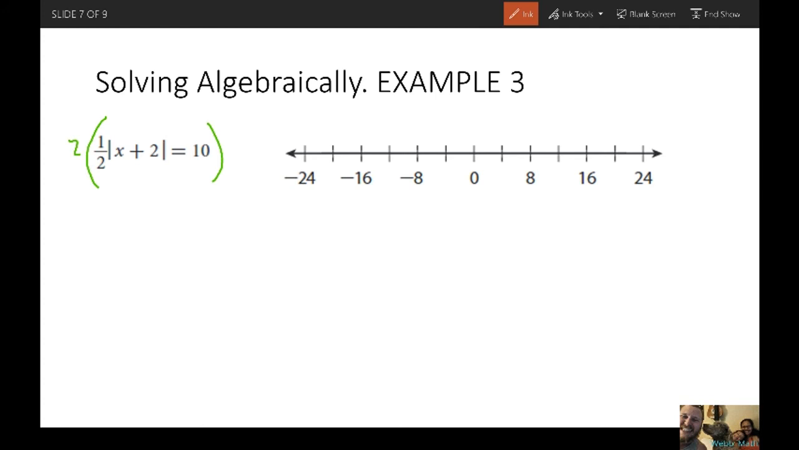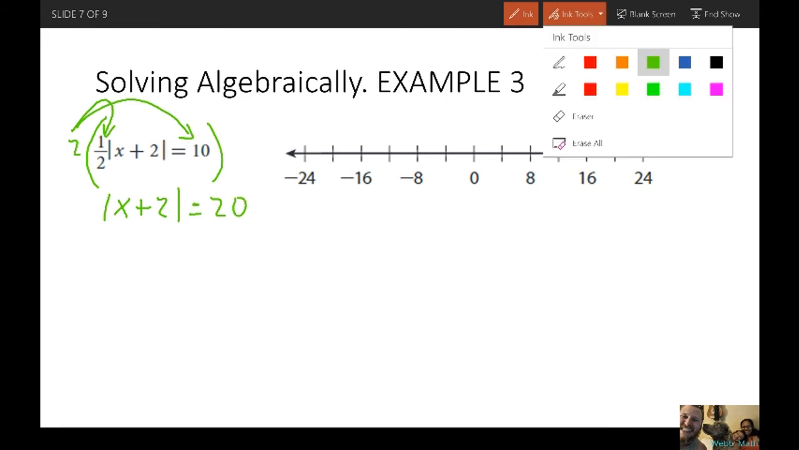Alright, 2 divided by 1/2 is the reciprocal of 1/2. Make sure when you distribute the coefficient here, you do it to the right hand side as well. So 2 times 1/2 is 1, so I just get x plus 2 inside my absolute value expression, equaling 20, because 2 times 10 equals 20.